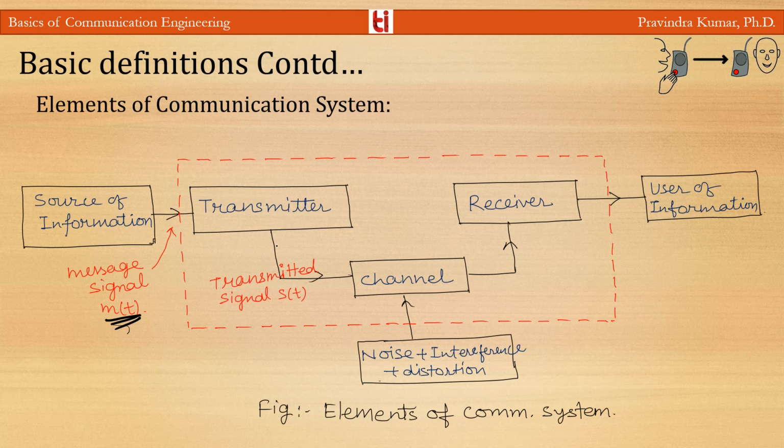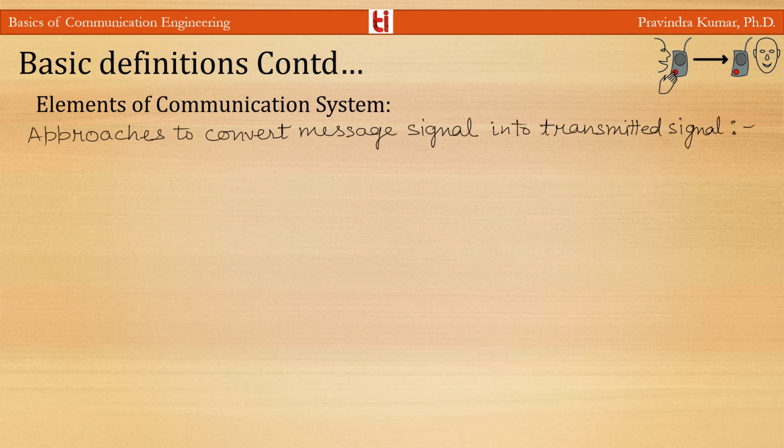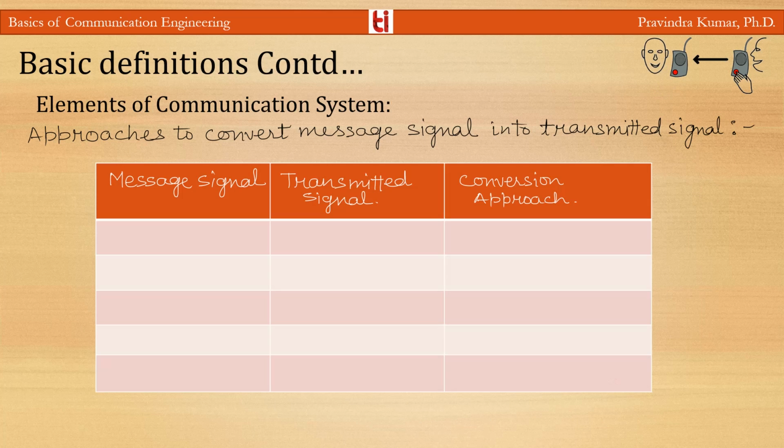This conversion of message signal to transmitted signal has different approaches. The transmitter uses different approaches. For example, the message signal may be digital and the transmitted signal may be analog or digital. So there are different combinations here. The approaches are message signal, transmitted signal, and conversion approach. So we will discuss these.